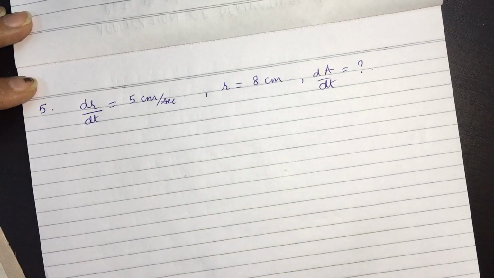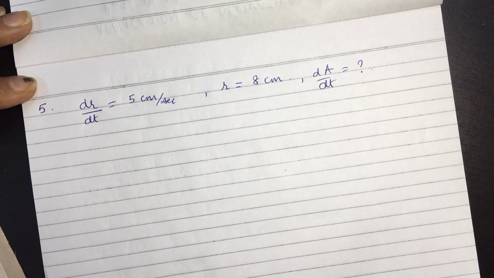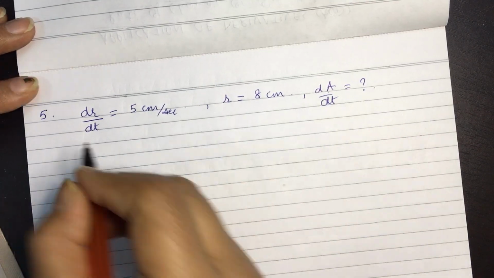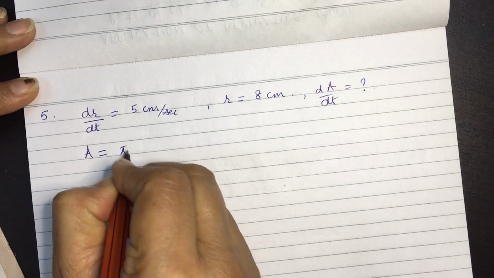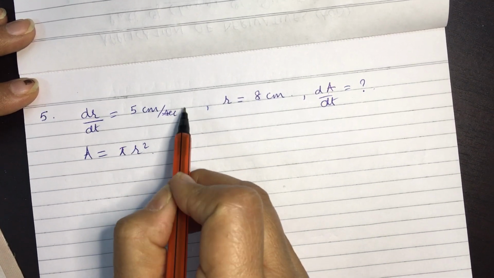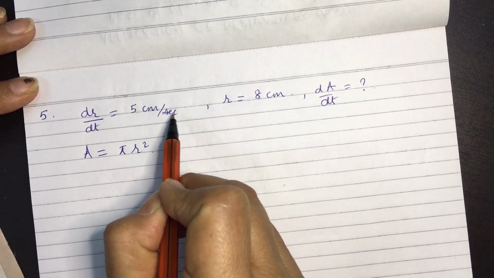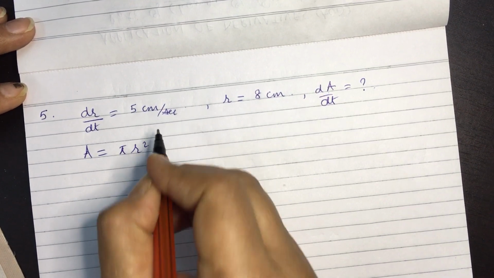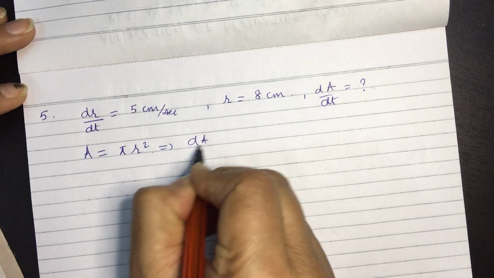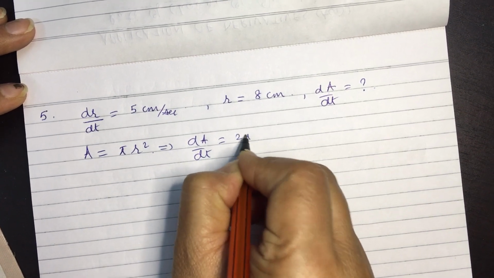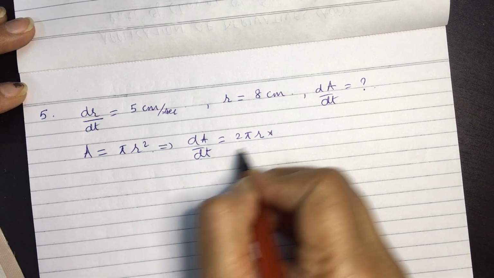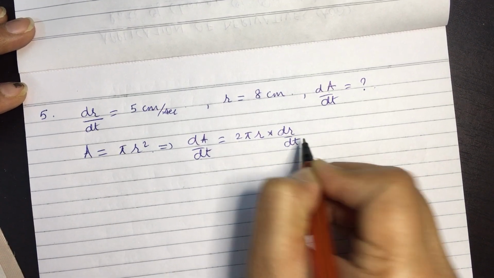So again, here the waves are moving in circles, it means we are dealing with the area of a circle. So area of a circle is pi r square. Again the unit here says centimeter per second, so it means you are differentiating with respect to time. So it implies that dA by dt would be equal to 2 pi r. Now since we are differentiating with respect to time, it will be dr by dt.